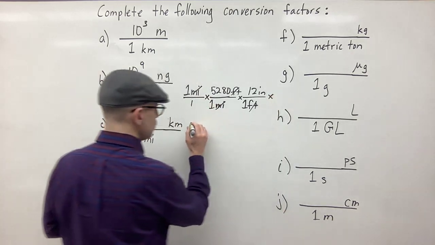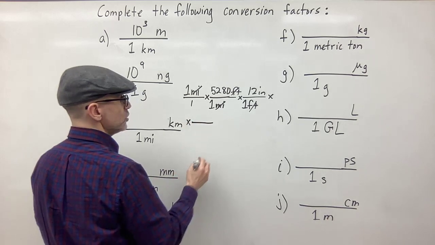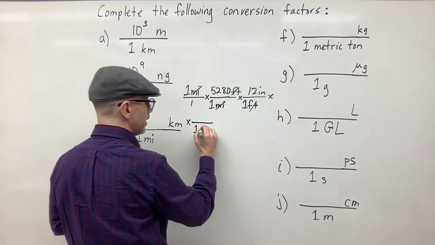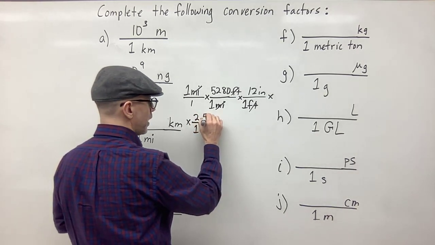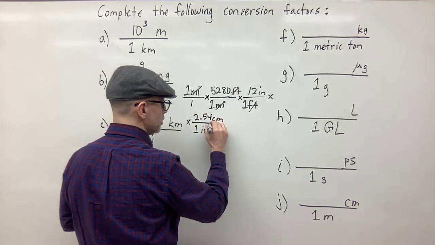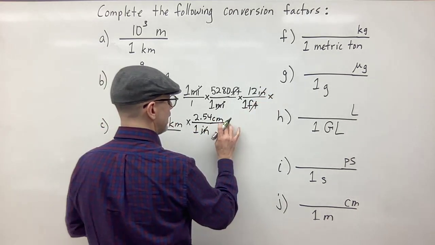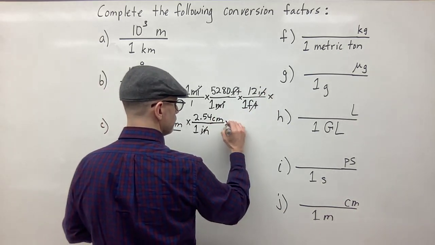I'm going to continue down here for room's sake. So inches on the top. So I know that 1 inch on the bottom is equal to 2.54 centimeters on the top. So inches are going to cancel out. And now I can convert centimeters to meters.